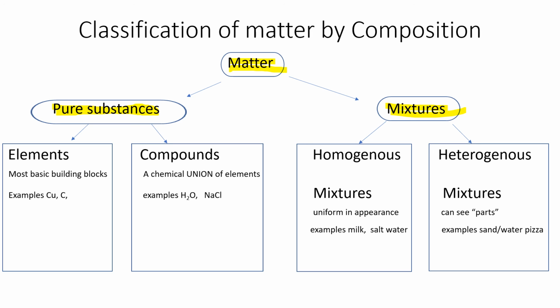We can break pure substances and mixtures down to be even more specific. So pure substances we can break down into either being an element or being a compound. So let's start with our elements. Our elements are our most basic building blocks chemically. Yeah, there are technically ways of breaking down atoms and specific elements, but generally we think about our elements as kind of being our most basic building blocks.